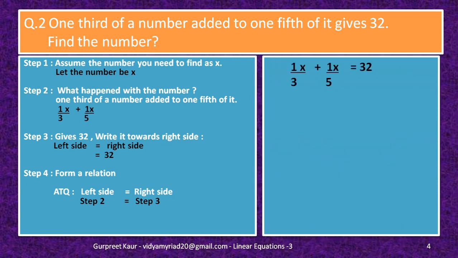1 upon 3x plus 1 upon 5x is equal to 32. Now how to solve this? It's very clear. Left hand side I need to take the LCM. When I take LCM, the situation will become like this: 5x plus 3x upon 15 is equal to 32. Now how to solve this?